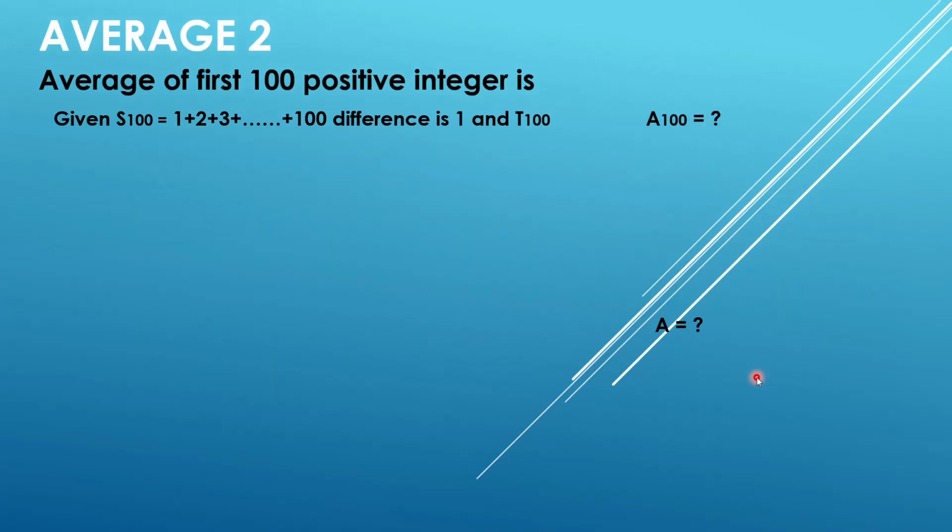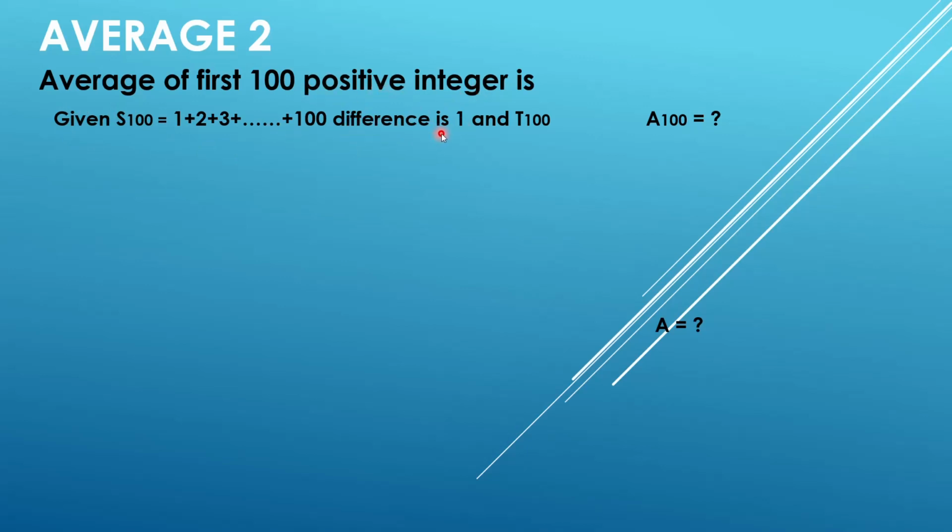So here, what we need to find? The average of the first 100 positive integers. Okay, so the first 100 positive integers we need to find.